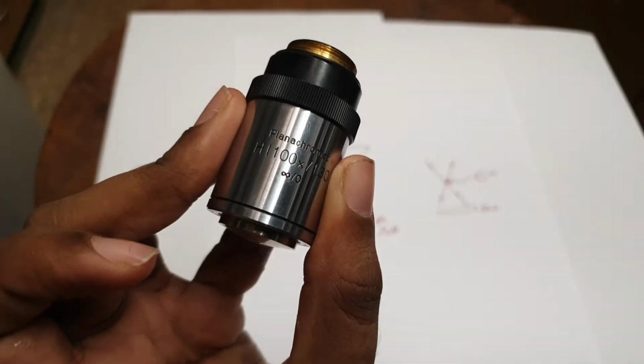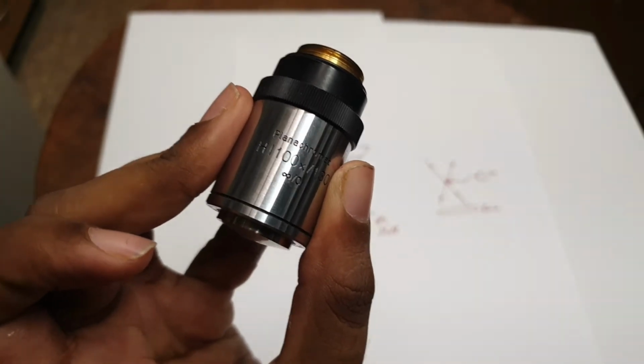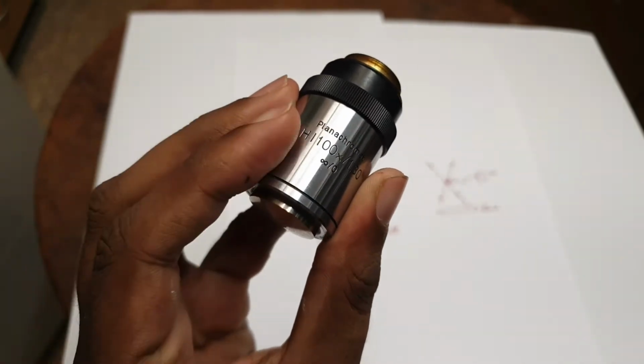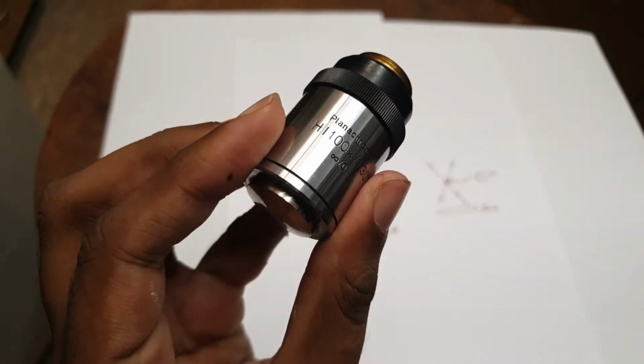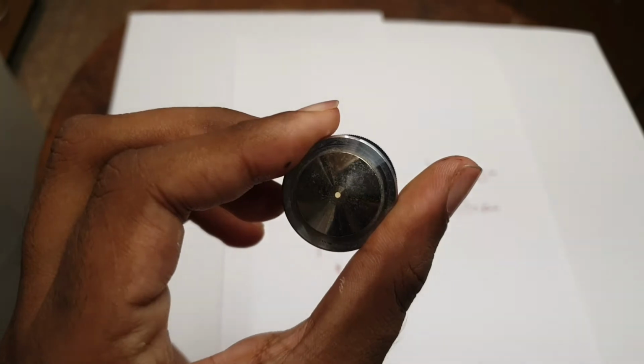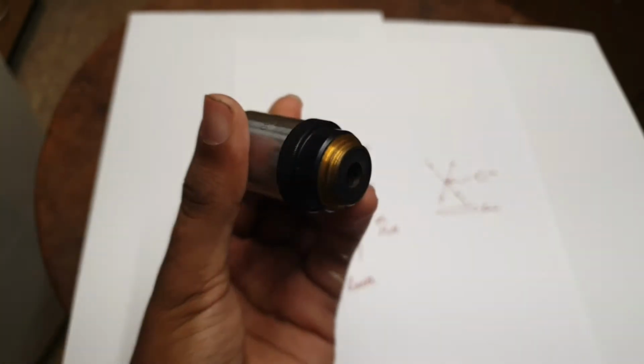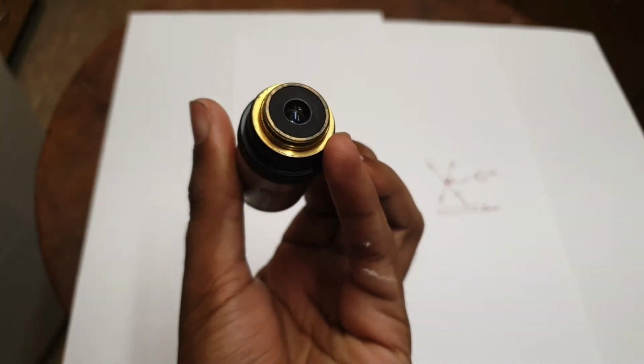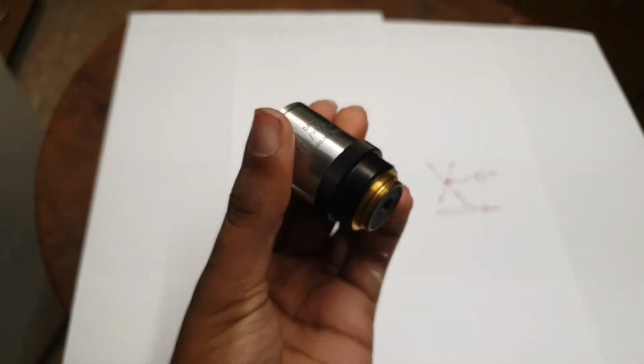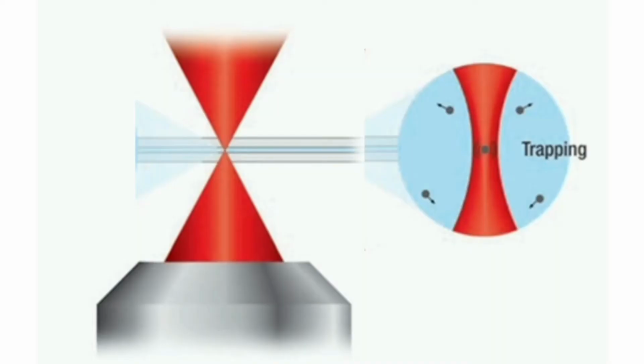This is how a 100x objective lens looks like, which magnifies an image 100 times. We can see a smaller lens in the front and a larger lens at the back that can very tightly focus our laser light. By tightly focusing light, this is how we create an optical tweezer that attracts the surrounding particles.